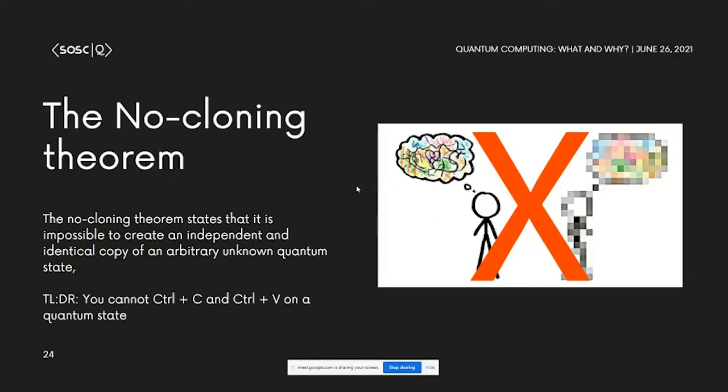So to copy something, you have to see it to copy it, right? So when you see it, you're measuring it and you're destroying the state. So what are you going to copy? So that's the main idea behind it. You cannot really copy anything. That's why you need tricks like this quantum teleportation protocol to kind of swap states in between, right?